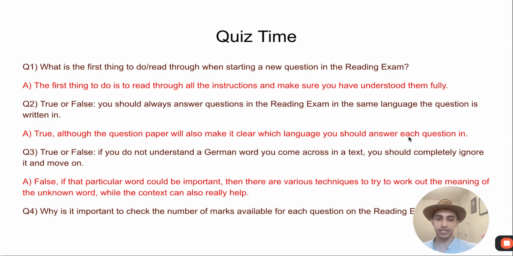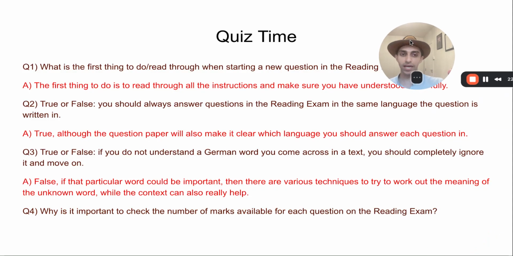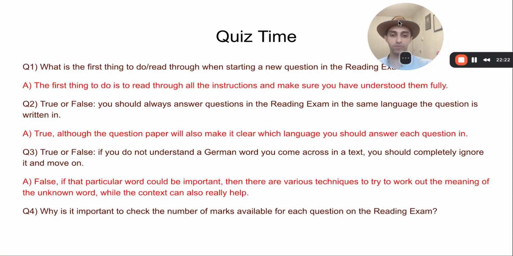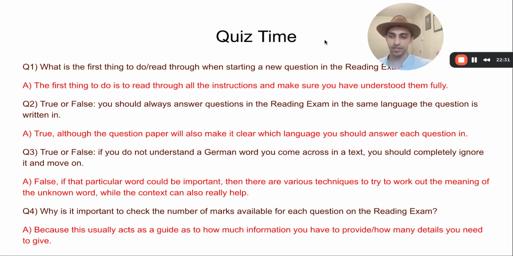And lastly, question 4. Why is it important exactly to check the number of marks available for every question on the reading exam? Okay, now let me reveal the answer to that. This is because it usually acts as a guide as to how much information or how many details you need to give to score those marks. So if a question's worth 2 marks, that would usually mean you have to give 2 different bits of information or 2 different details and so on.